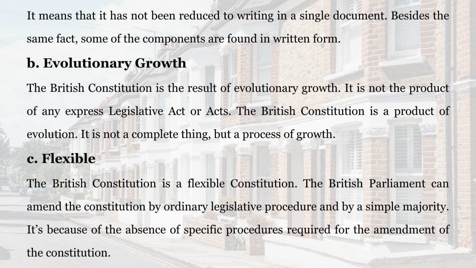C. Flexible. The British Constitution is a flexible constitution. The British Parliament can amend the Constitution by ordinary legislative procedure and by a simple majority. It's because of the absence of specific procedures required for the amendment of the Constitution.